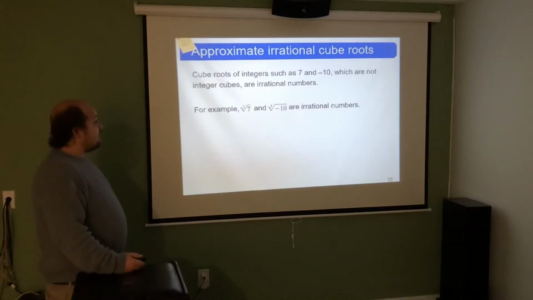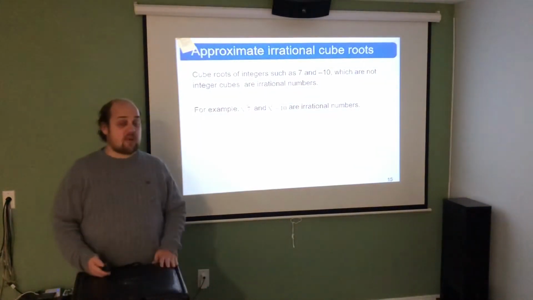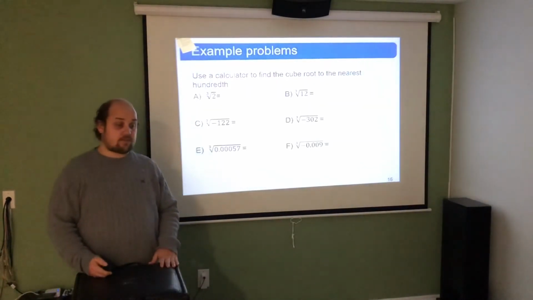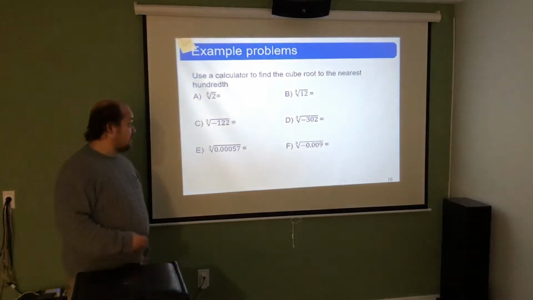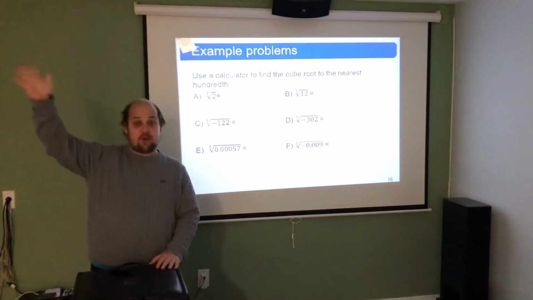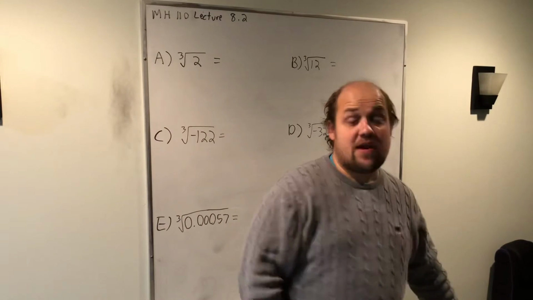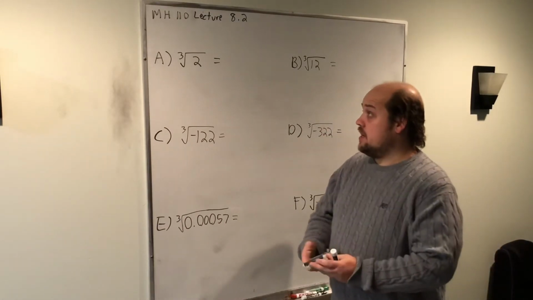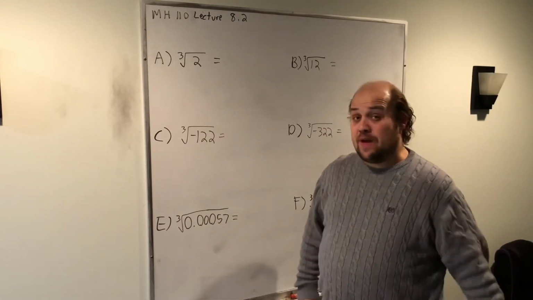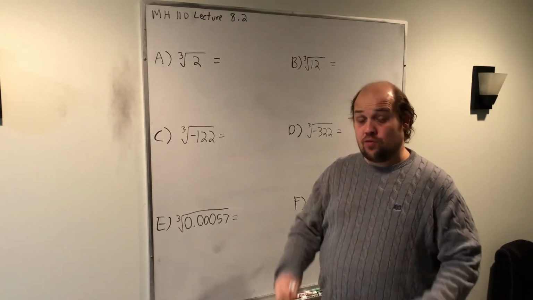So cube roots of integers such as 7 and negative 10, which are not integer cubes, are irrational numbers. So when we find the cube root of 7 or the cube root of negative 10, we really can't represent them as fractions. Here are 6 problems that we're going to try using the calculator. I'm going to try them on the whiteboard. So this is again mostly about trying to figure out how to best do these in your calculator. A lot of calculators do have a cube root button where you can press second something, and if you have square roots, you can also do cube roots.